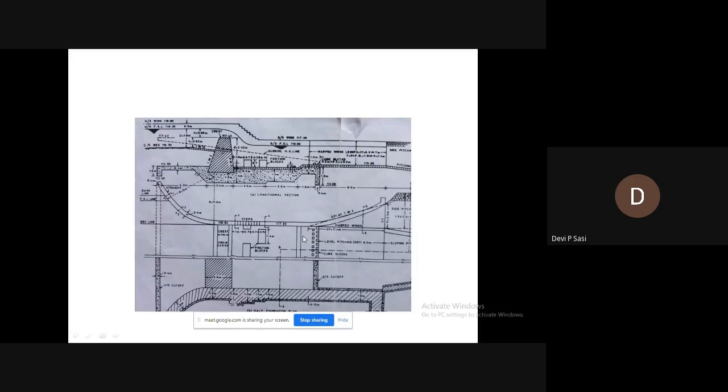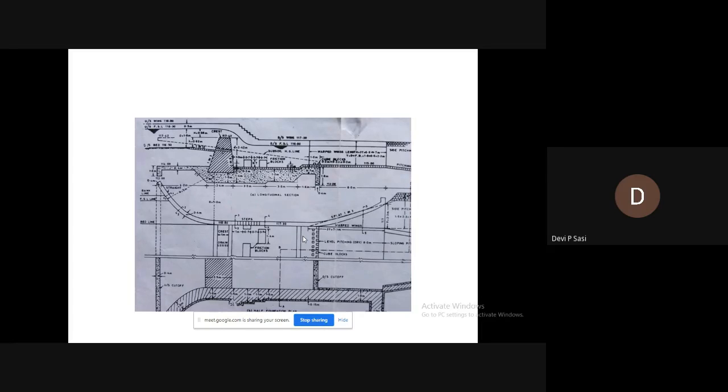You can see several friction blocks as well as Q blocks, and energy dissipators are not provided for smaller discharges. But here we know the discharge exceeds 14 cumecs and the discharge is more. So we are providing energy dissipators, and additional energy dissipators are provided for larger discharges.